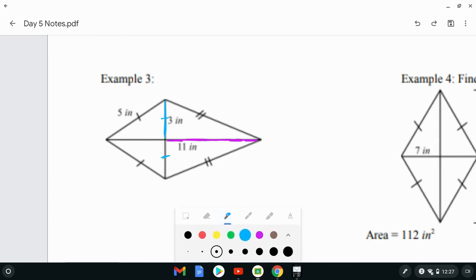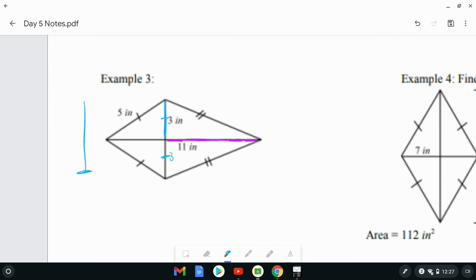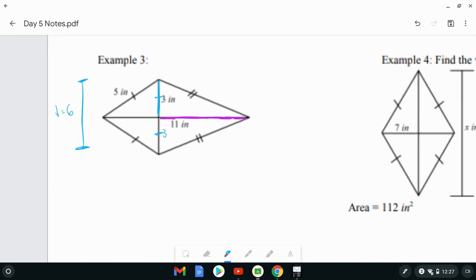The blue ones are, however. So again, just like before, we can give the full vertical diagonal by stating if they're both 3, then the total vertical diagonal is going to be 6.